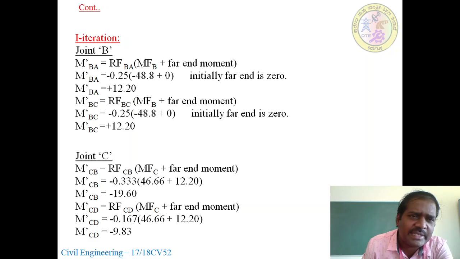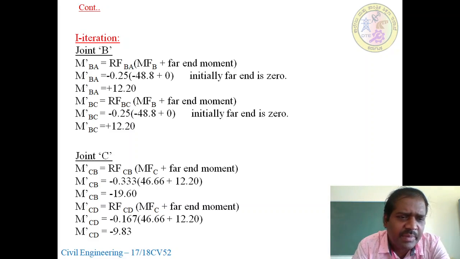Then next come to the joint C. The M dash CB and M dash CD we have to calculate. M dash CB is equal to the rotational factor of CB into MFC plus far end moment. So the rotational factor is minus 0.333 and MFC is 46.66 in the smaller box plus 12.2. This will be the M dash BA, because for the joint C, M dash BA is the far end value for CB and CD. So 12.2 is the far end value, and the value is minus 19.60.